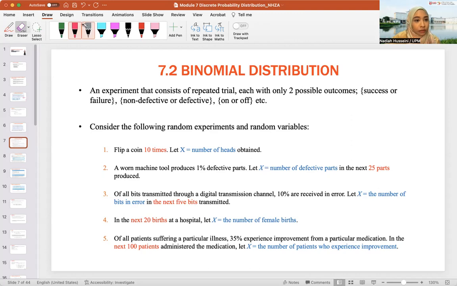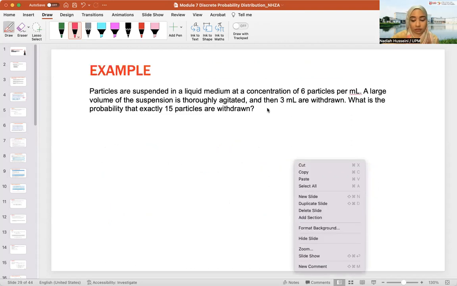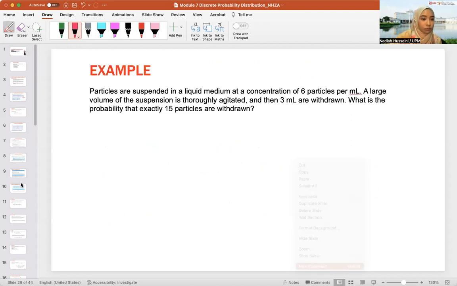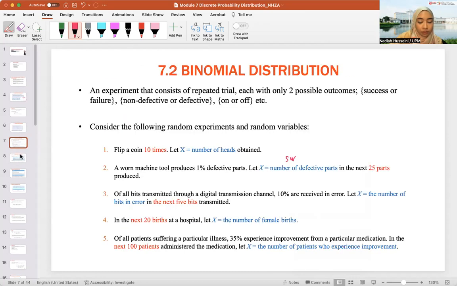okay, let's go over this one. A worn machine tool produces one defective parts. Let X be the number of defective parts. But in binomial distribution, this would be your success. So in binomial distribution, the number of defective is your success, while the number of non-defective is your failure. So it's flipped, right? So it depends on the question.